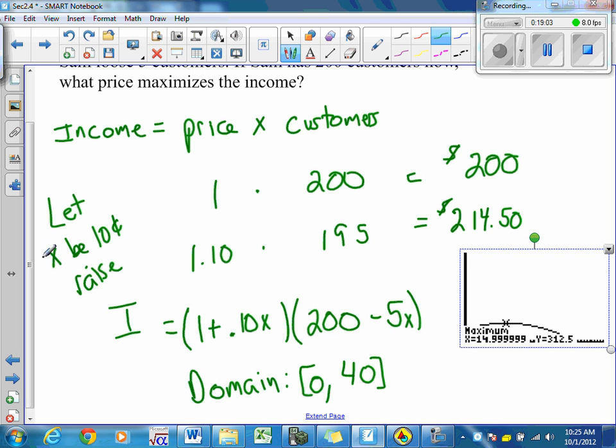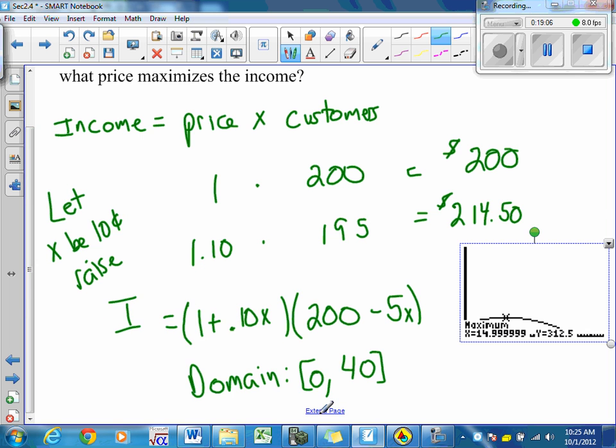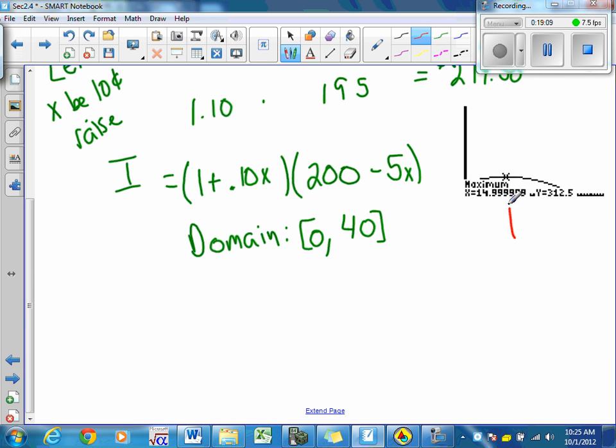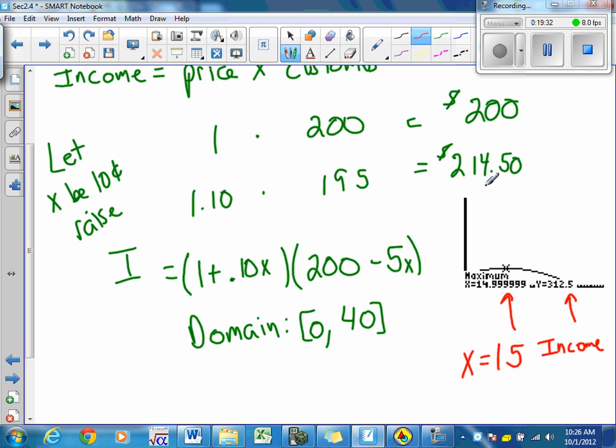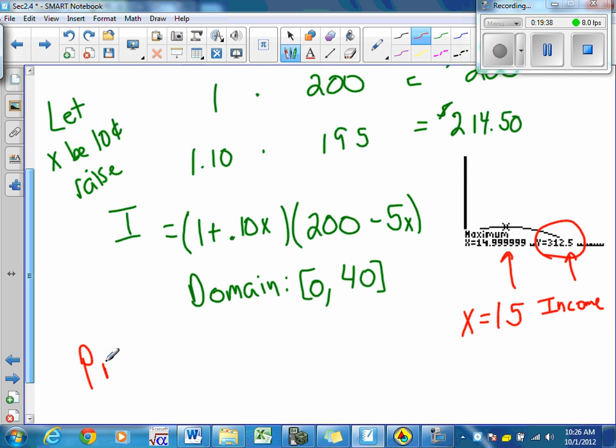Now, this here, that's my income. That's my max income. So notice compared to 200, 214, now I'm at 312. That's even more. But the question is, what's the price? So it's 1 plus 10 cents times 15. That's 15 10-cent raises. That's $1.50. So my new price is $2.50.